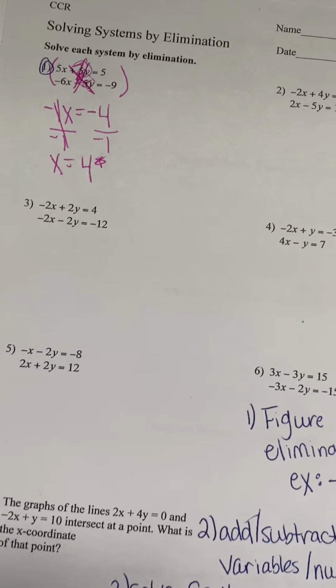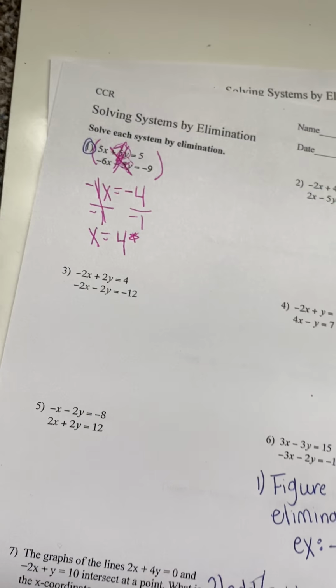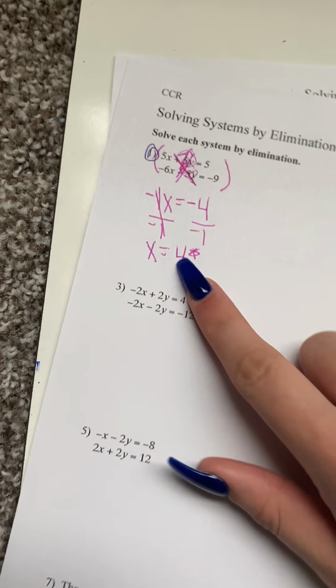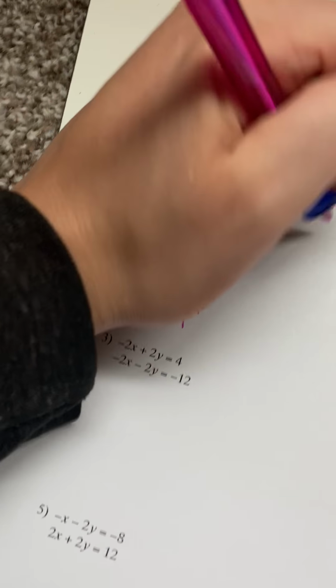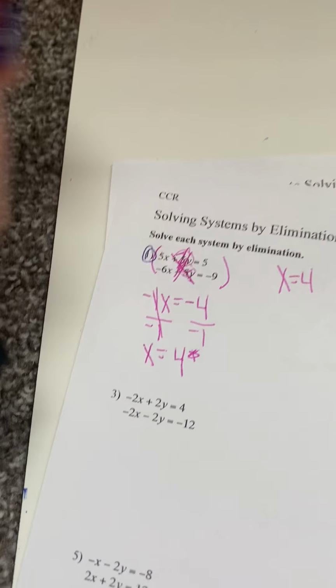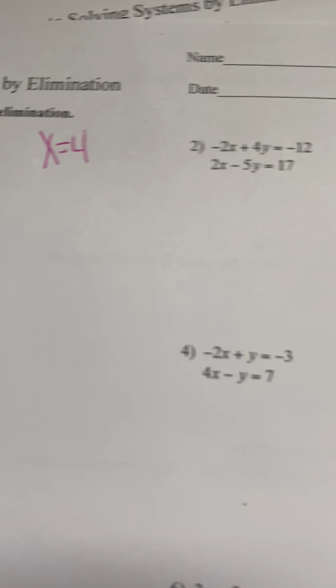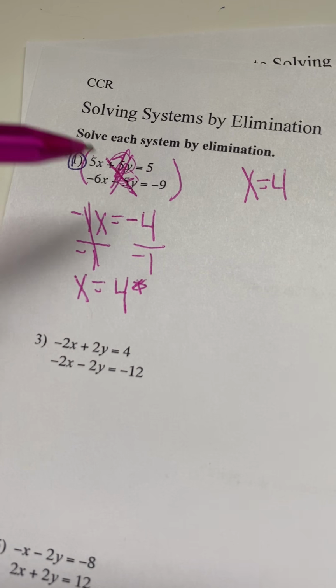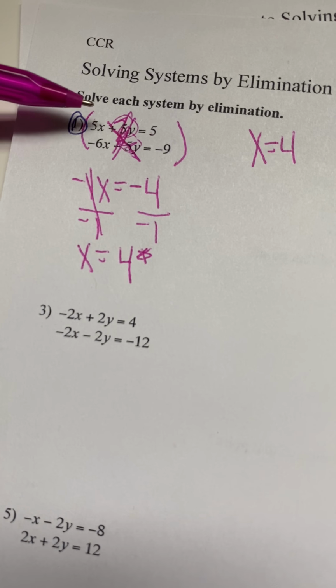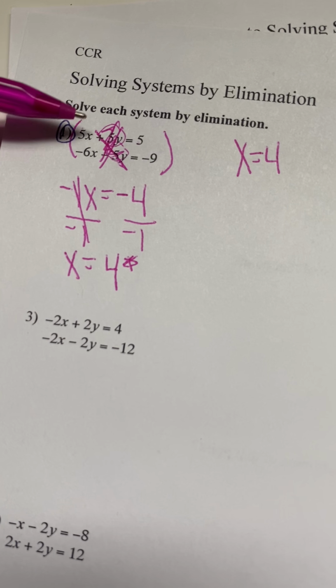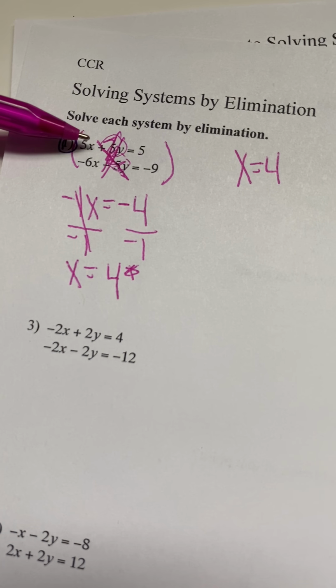Now, in system of equations, we always need an x and a y. So we have an x. Now we're going to substitute this x. So I'm going to rewrite this up here. We have x equals 4. And then I want to write down the easiest equation that I have here. So just looking at this, I would pick the top one because it has lower numbers. Okay, and there's no negatives in this.